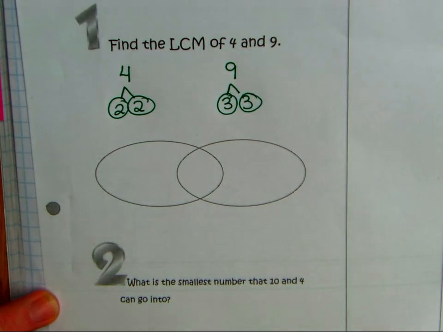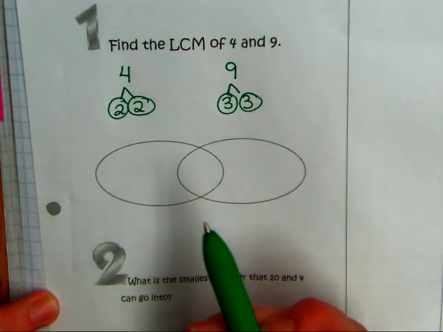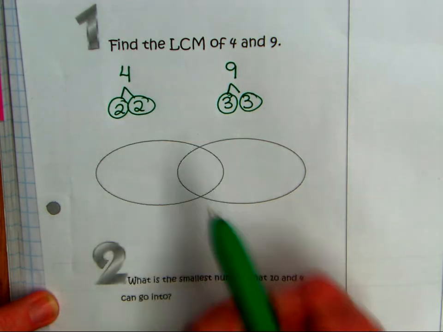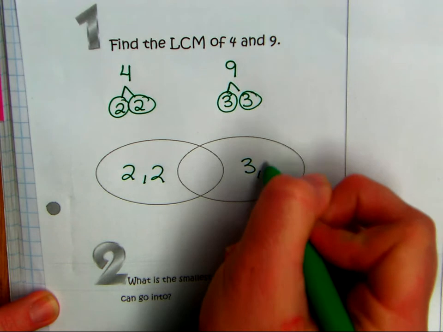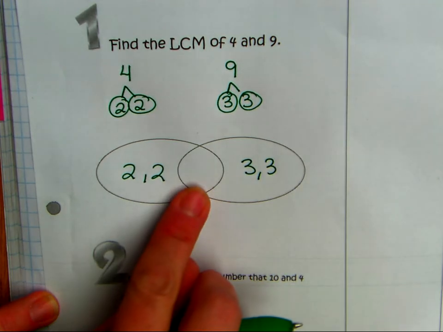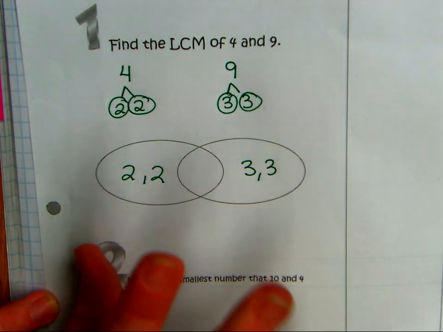Well, is there anything they share? No, there's none that they share. They have 2 different ones on each side. So we'd have 2 and 2, 3 and 3. And you'll notice nothing is in the middle. I don't put a 0 there. I just leave it blank.